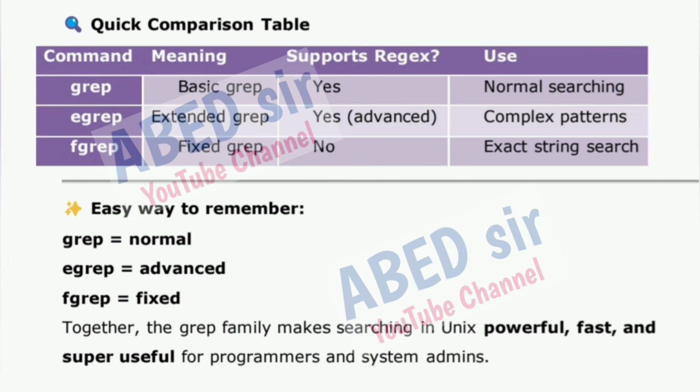Quick comparison table. Command, meaning, supports regex, use. grep, basic grep, yes, normal searching. egrep, extended grep, yes, advanced complex patterns. fgrep, fixed grep, no, exact string search. Easy way to remember: grep equals normal, egrep equals advanced, fgrep equals fixed. Together, the grep family makes searching in Unix powerful, fast, and super useful for programmers and system admins.